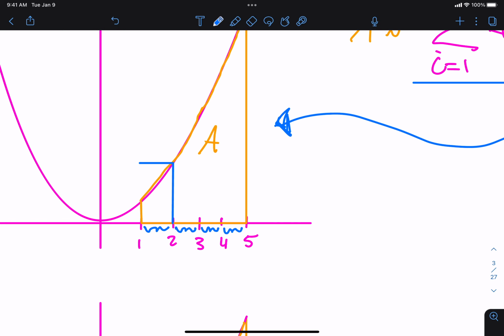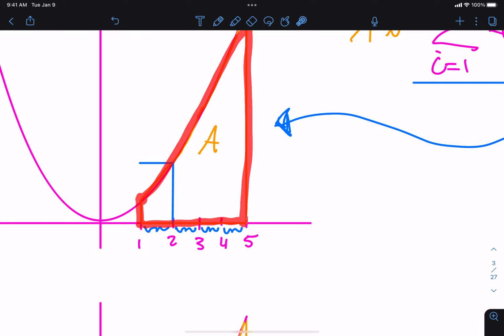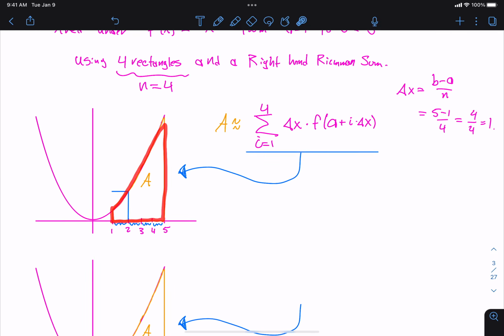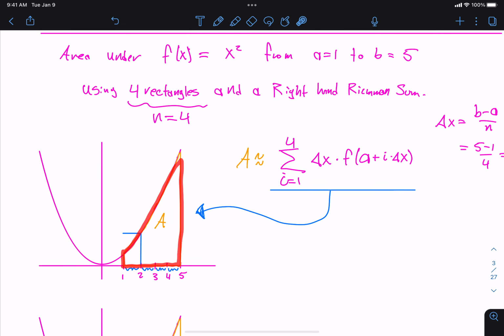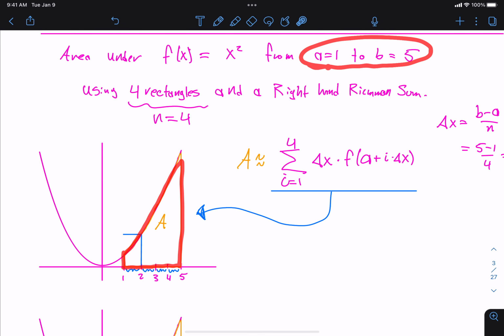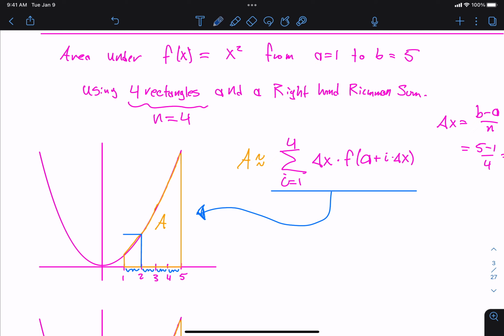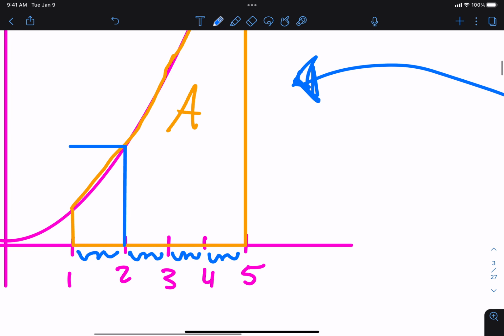Because we're only looking for the area in orange here. The problem says the area underneath this curve from a equals 1 to b equals 5. So that's why we're not counting that first part from 0 to 1. Okay, so here's our interval, or here's our first rectangle.